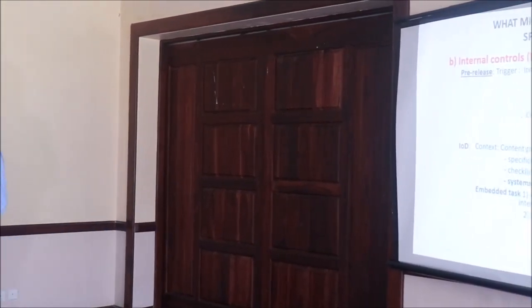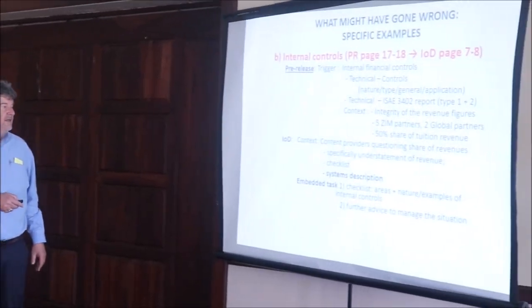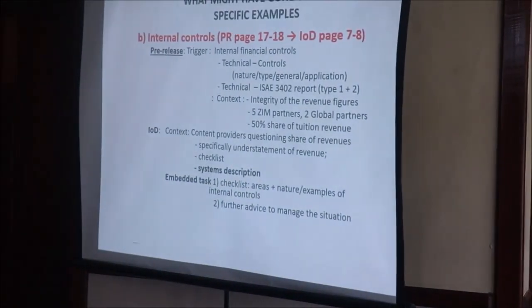All right. Then the other one is to do with internal controls, and as you read through the pre-release, you'll see there was the profit share agreement coming through: 50% of tuition revenue, each bearing their own costs. And then what happened was the Zim partners and the global partners started questioning how they could be sure that they were getting their fair share. In other words, how did they know that there was no under-reporting of revenues earned? That's basically the context of that.